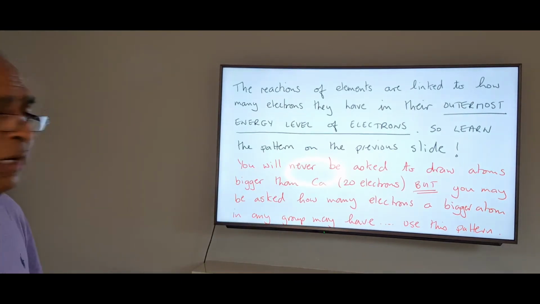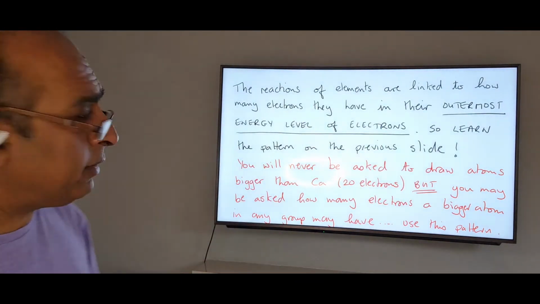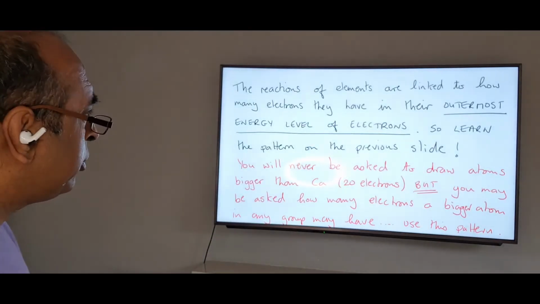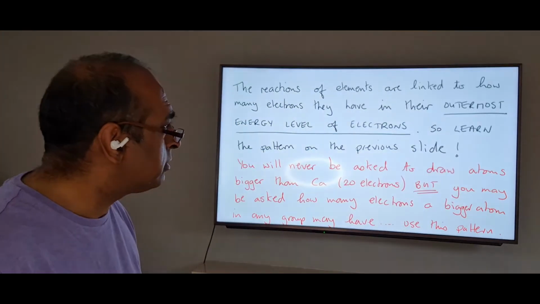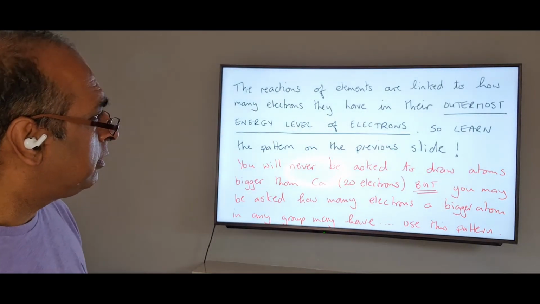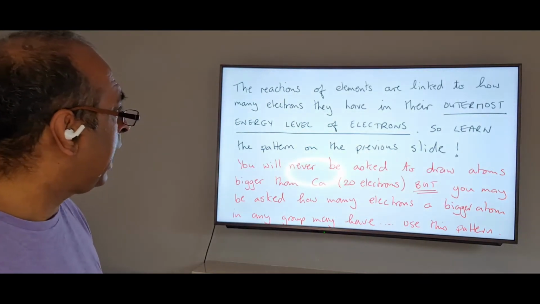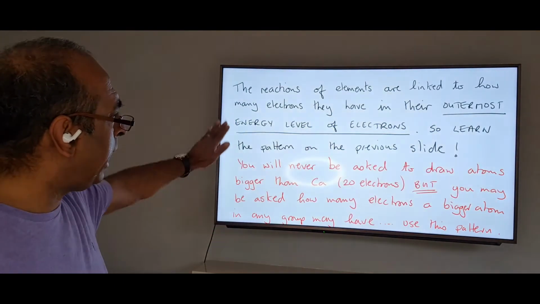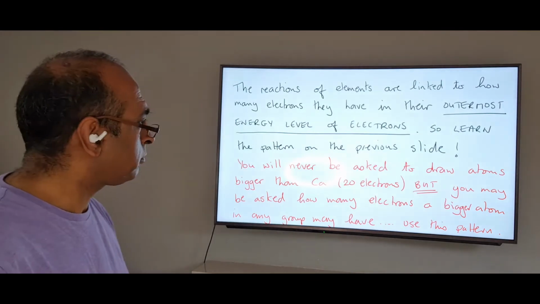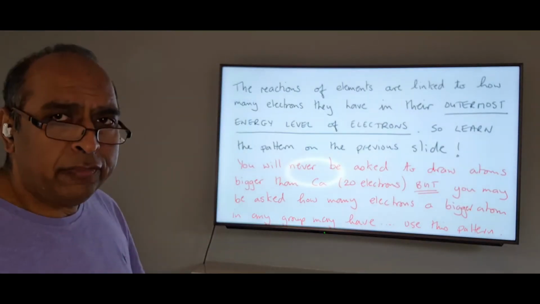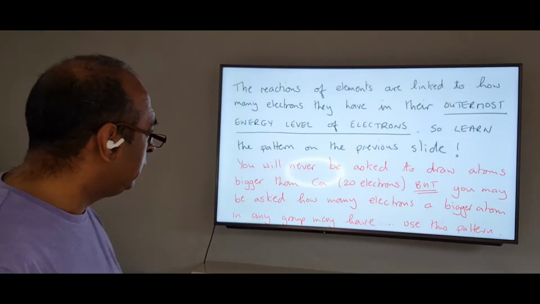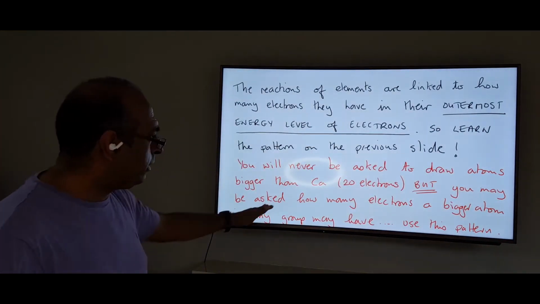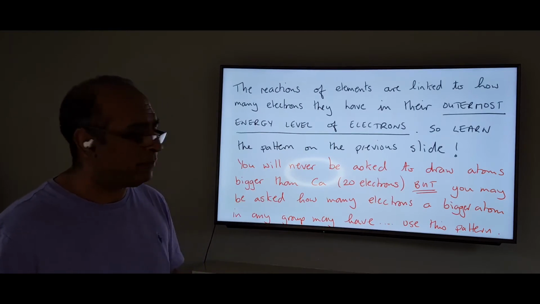So before I get onto that, I've got this slide. Let me run you through this slide. The reactions of elements depend on and are linked to how many electrons they have in their outermost energy level of electrons. So, learn the pattern on that previous slide. You will never be asked to draw atoms bigger than 20 electrons, that's calcium.